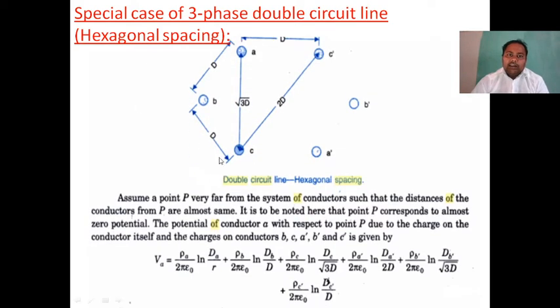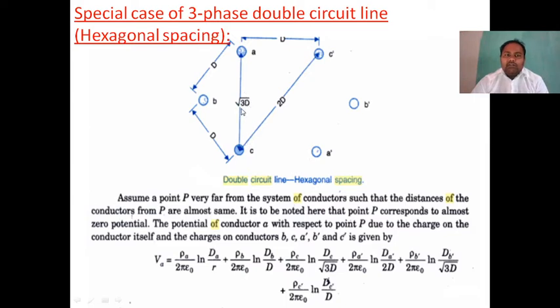So please see the diagram. Please observe carefully. Conductor A, conductor B, conductor C, conductor A dash, conductor B dash, conductor C dash. All the sides between two adjacent conductors are the same. Hexagonal means 6 sides. So A to B, B to C, C to A dash, to B dash, to C dash, finally C dash to A. All sides have the distance between conductors as D. Next, the distance between A to C is root 3 times D.